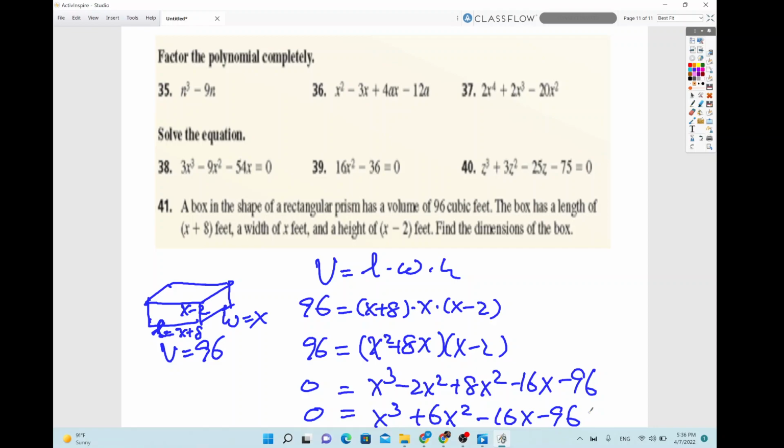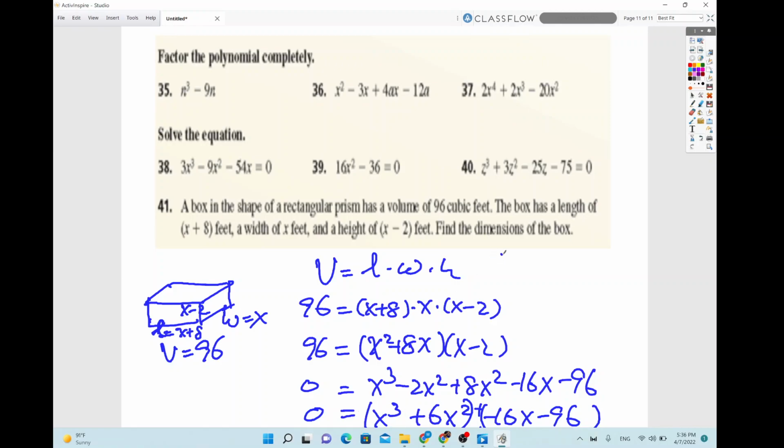For those who might be wondering how we solve for x, we can factor this by grouping. So the first two terms and then the last two terms, group those terms together. I'll put in the parentheses for this, plus negative 16x minus 96.